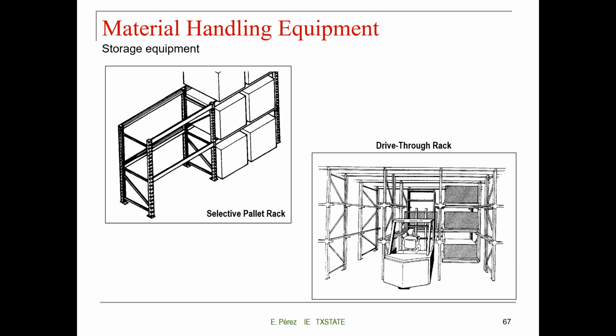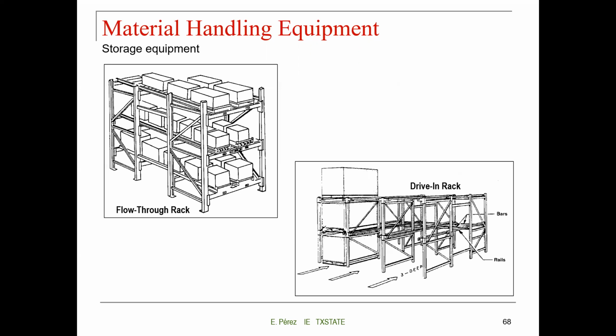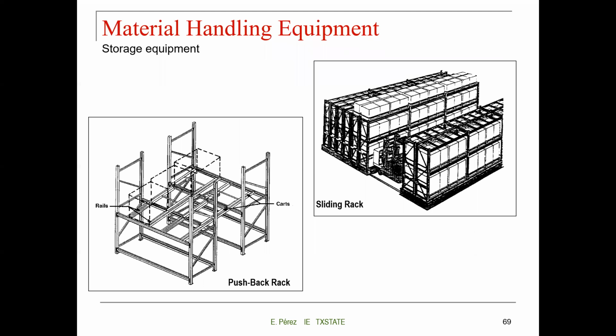The selective pallet rack, very common. The drive-through rack, it's also common in warehouses. More on the flow-through rack. In this one, you have that decline, which allows you to put products on the back, and then you can pull them easily from the front. The driving rack, you have space to transport and to move between the racks. The pushback rack and the sliding rack. With this one you can pull and push and then create that space in between as needed.